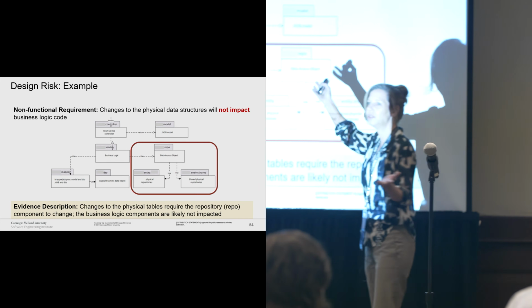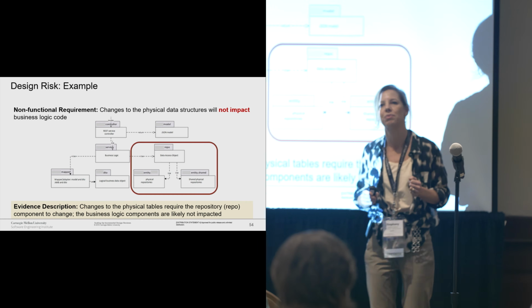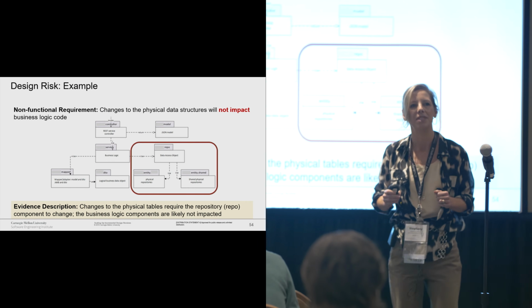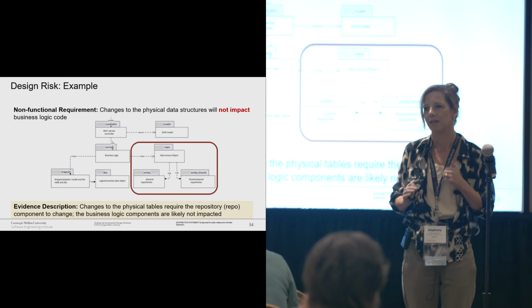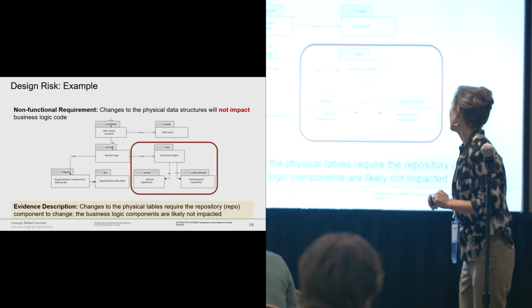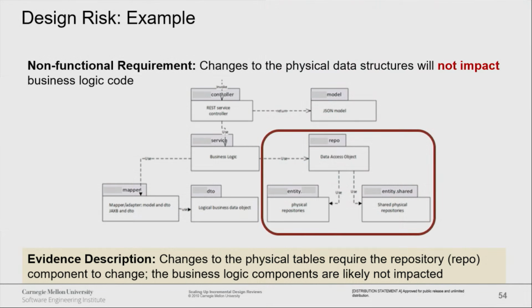this comparison. And I know you guys are well versed in this, so you're probably familiar with it. The teams that we're working with, never seen anything like this, no idea. So we had to create some examples for them to explain. But basically, when we do this comparison, we take a non-functional or quality attribute requirement, like in this case, changes to the physical data structures will not impact the business logic code, okay?